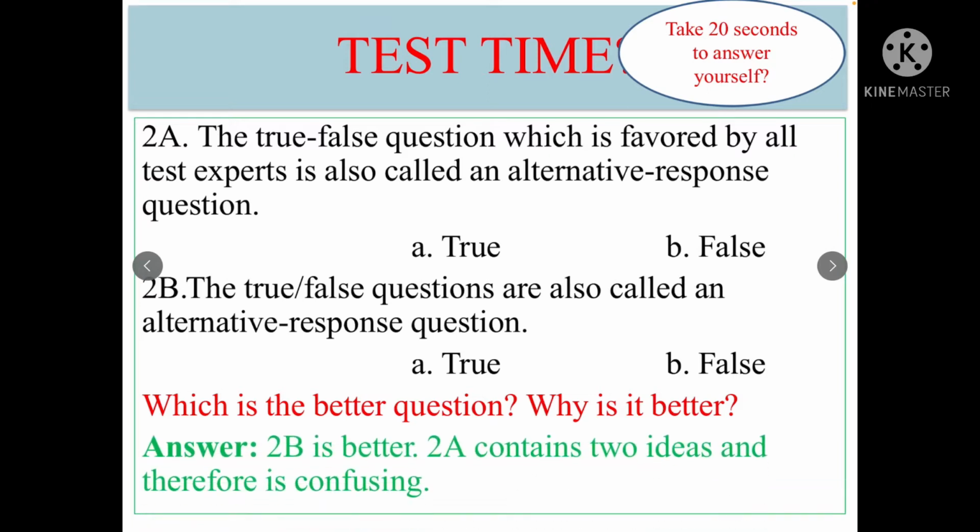Okay, the answer is 2B is better. Why? Because 2A contains two ideas and therefore is confusing. Here two ideas are given: true-false questions which are favored by all test experts, this is one idea, and also called an alternative response question, this is another idea. So two ideas are here, and we should avoid this.